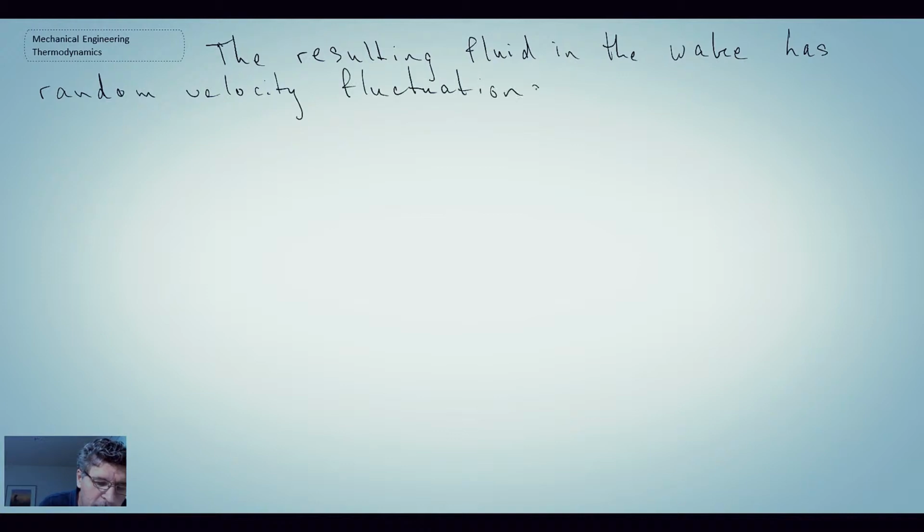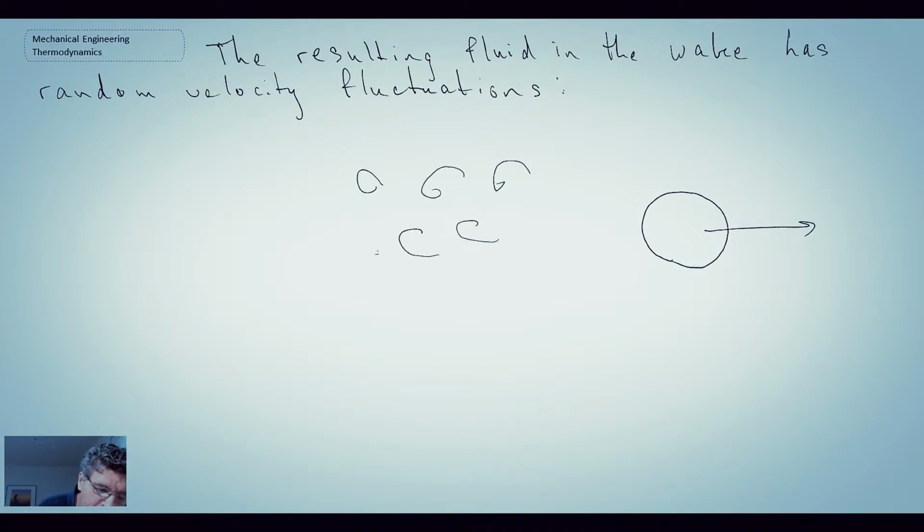And what we know is that the fluid has random velocity fluctuations. So this is our baseball. It has gone off. Now what we're going to do is look at a section of fluid that is in the wake of that baseball. So it's behind. And we'll now make a new system, and that system will encapsulate the fluid.